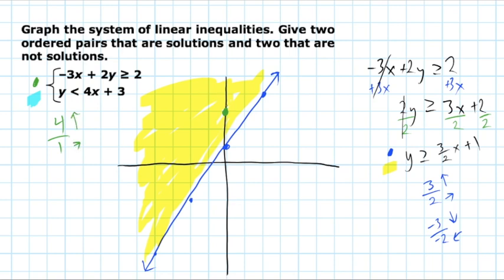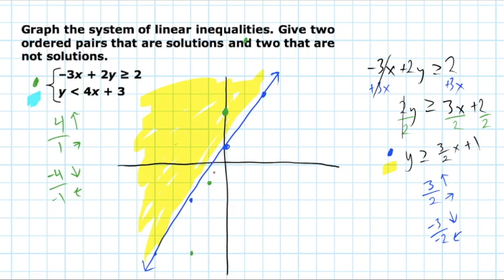So if I go up 4, 1, 2, 3, 4 over 1, I'm up in this direction. So I'm going to go and flip both the signs of that slope, so a negative 4 over a negative 1, and look at it. So it's telling me to go down 4, left 1. So from my y-intercept, I'm going to go down 4 and left 1. And do it again. I'm going to go down 4, left 1.